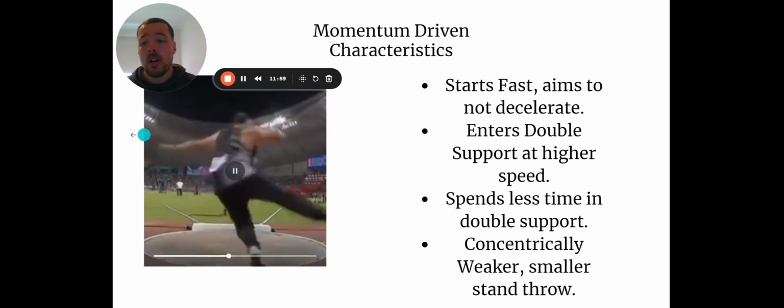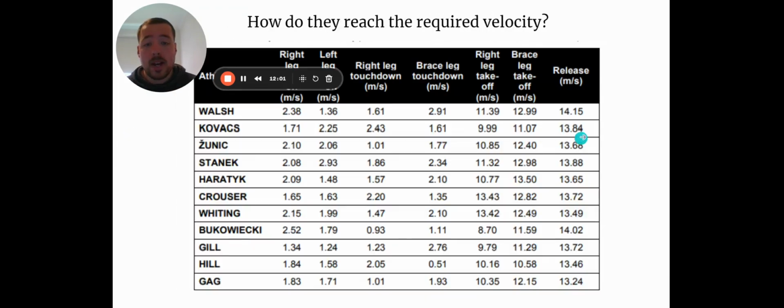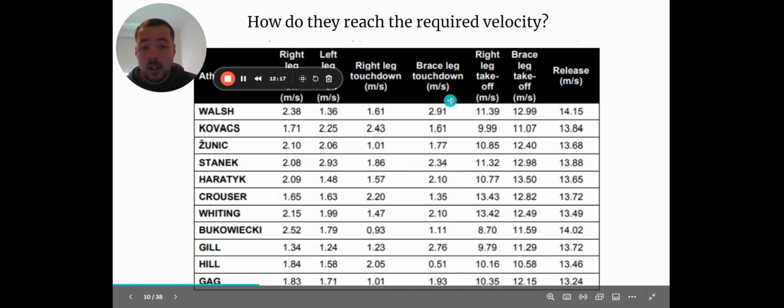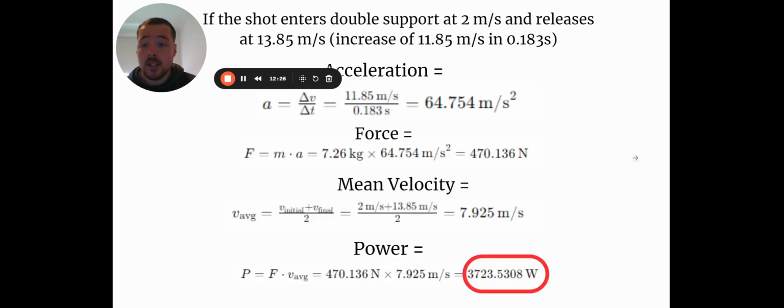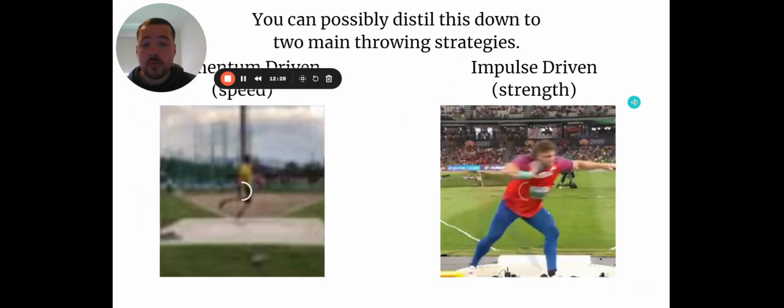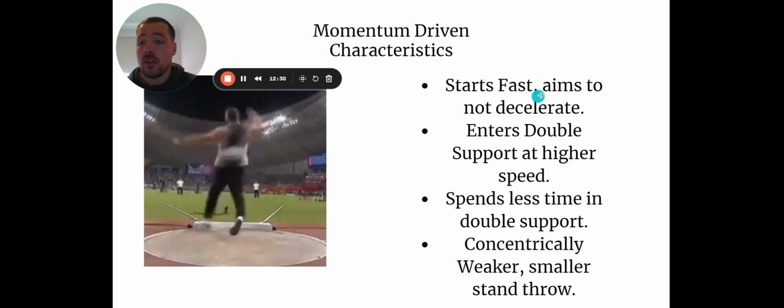That means in order to reach the required watts, they're going to have to do so by starting fast and keeping that momentum up. And we can see that if we go all the way back to velocities here, we can see Tom as an example of this, where he enters double support, and Thomas Stanek, I mentioned, is another example. They enter their double support phase faster than anyone else does. Look at Tom, Jacko, all entering double support at the fastest velocities, okay? Because they're using this momentum-driven strategy.